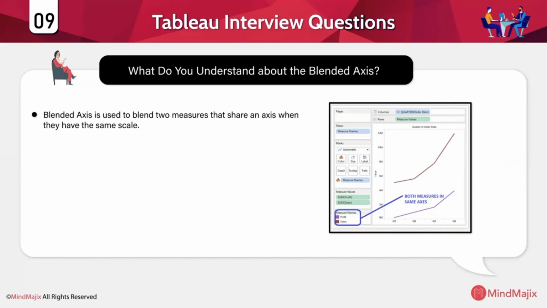If you want to give the brief answer, you can also give a brief answer, and if you just want to give some light answer, you can directly say: blending axis is used to blend two measures that share an axis when they have the same scale. So this is just a simple and normal answer.